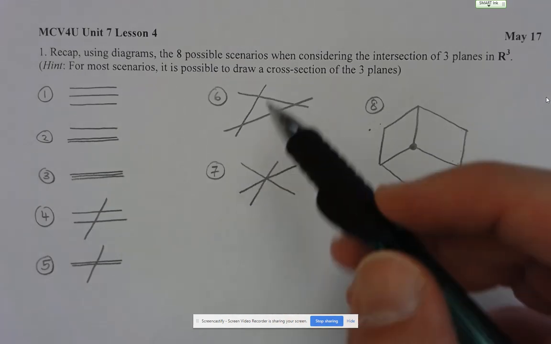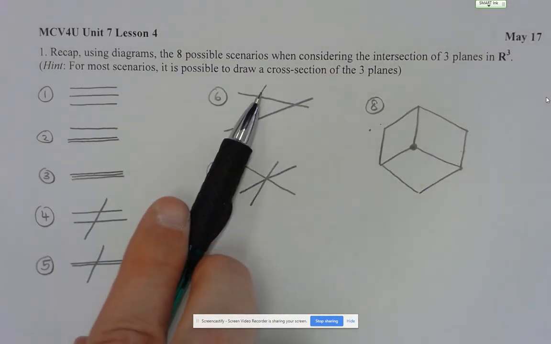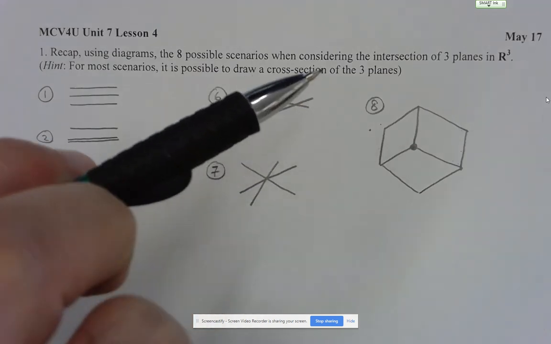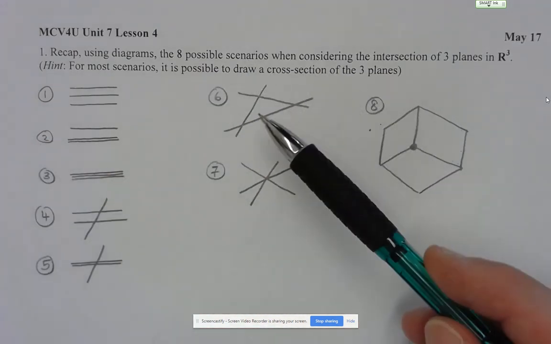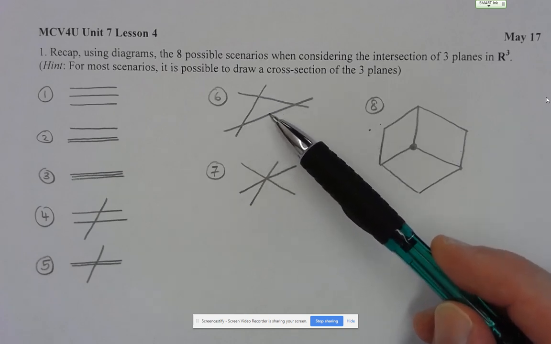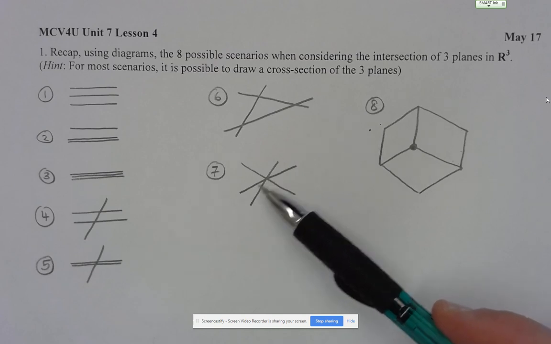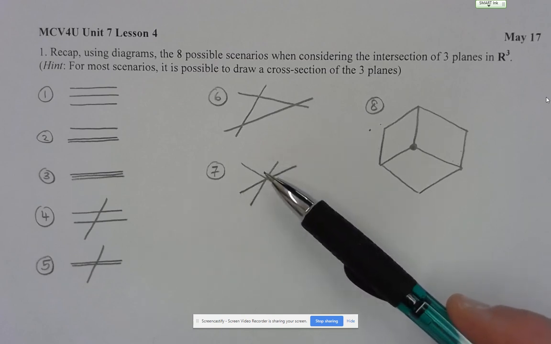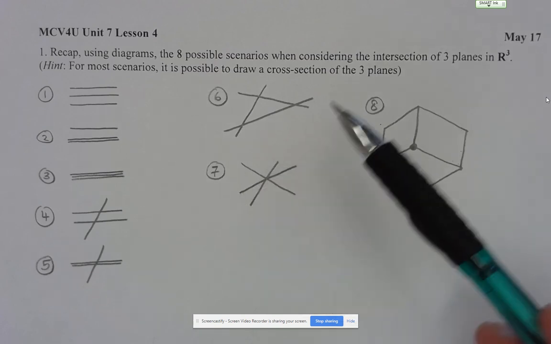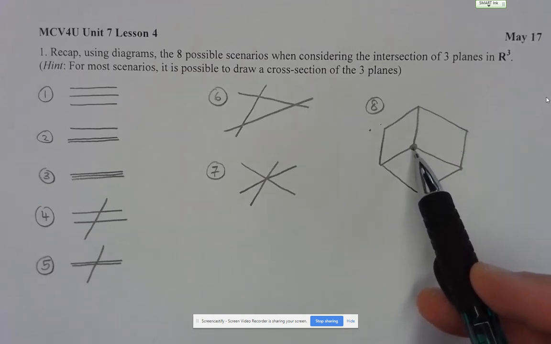Here notice how I'm able to draw a cross section of 3 planes, and you have to think these planes are coming out of the paper. So here in pairs they intersect in a line, but there's no intersection between all 3 planes, as opposed to number 7 where all 3 intersect in the same line. And then we've got this one apart. It's the only one where there's a single point of intersection.